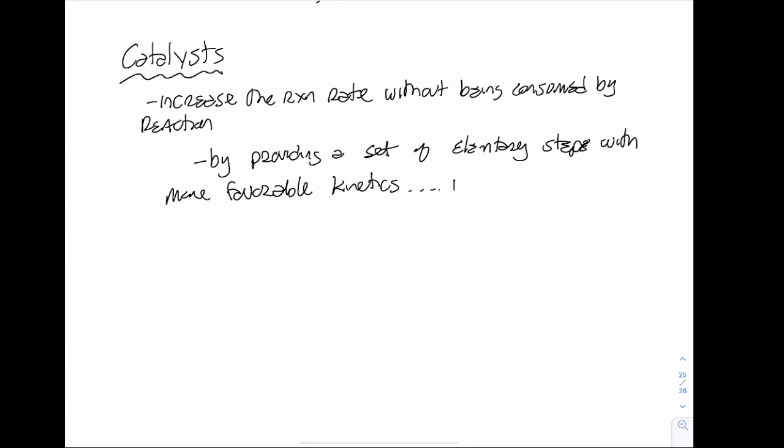Usually, and if you've learned about catalysts before, you probably learned that that's how they did it. The word usually was probably missing, but we're going to add that by usually lowering the activation energy.